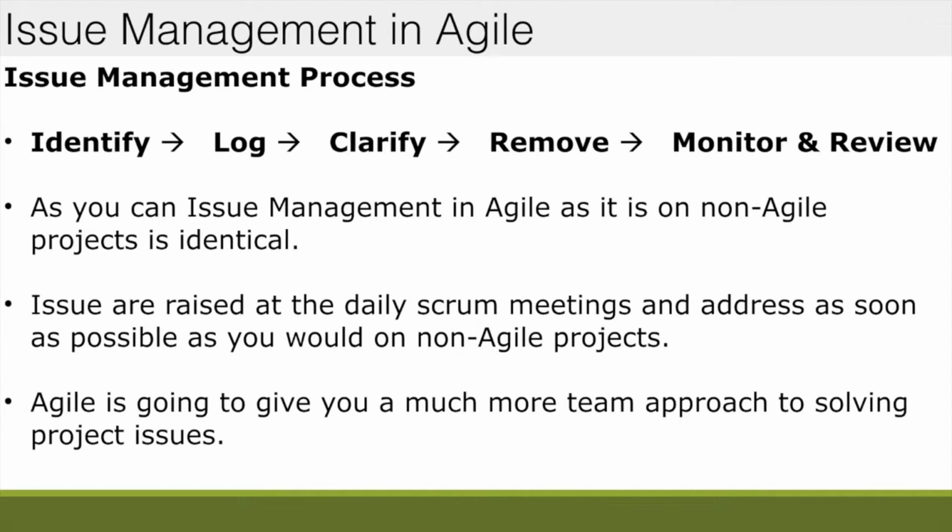And so when you think about this 5-step process with Agile, it's identify the issue, log the issue, clarify the issue, and then eventually remove the issue and then monitor and review that issue. Not that different from traditional project management, traditional waterfall, traditional projects. But when I look at issue management in an Agile or a non-Agile, I think it's really identical. I think it's the same process, the same rigor, that same structure needs to be applied.